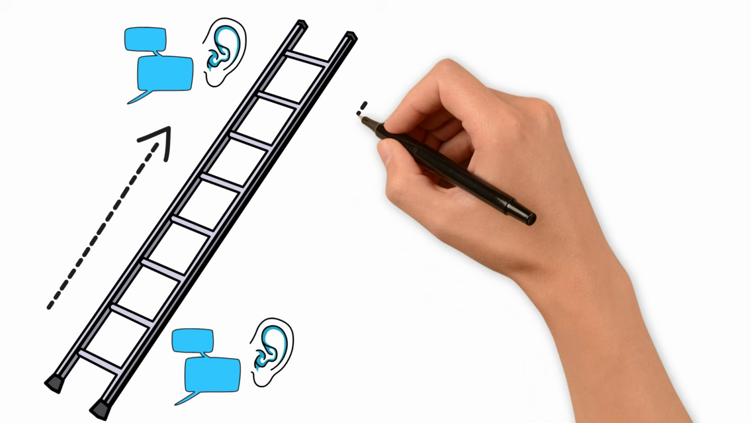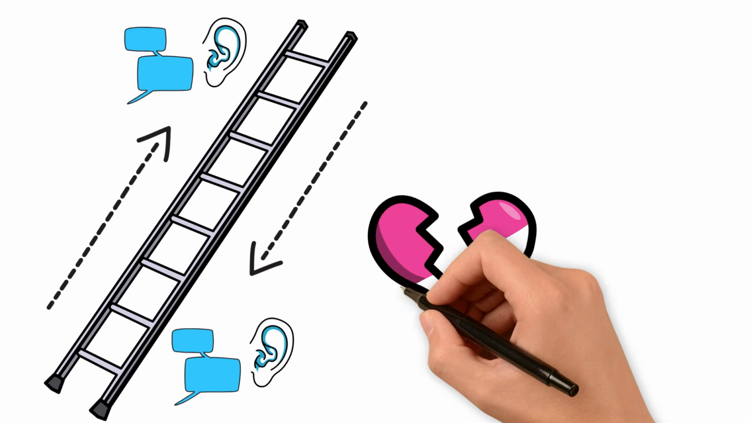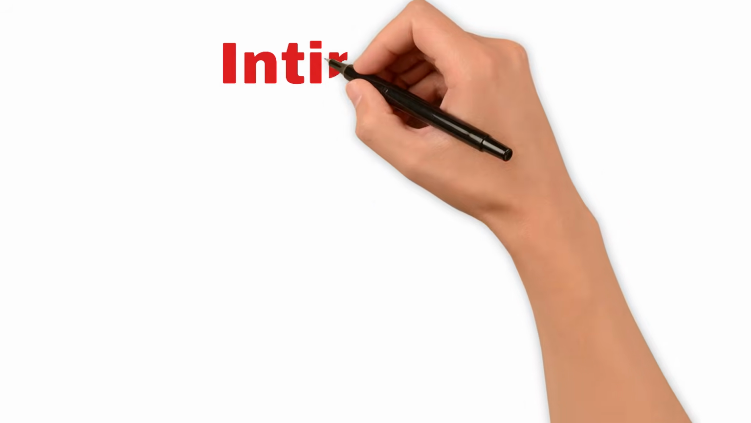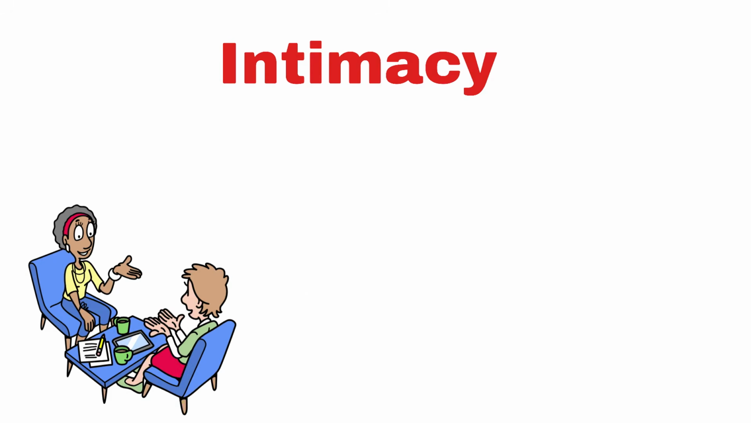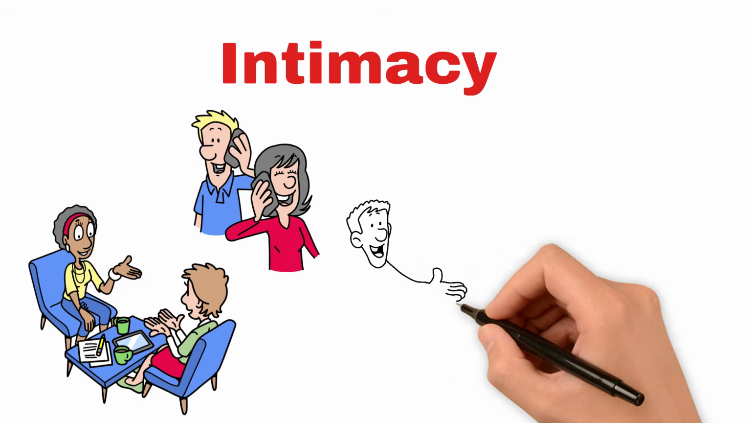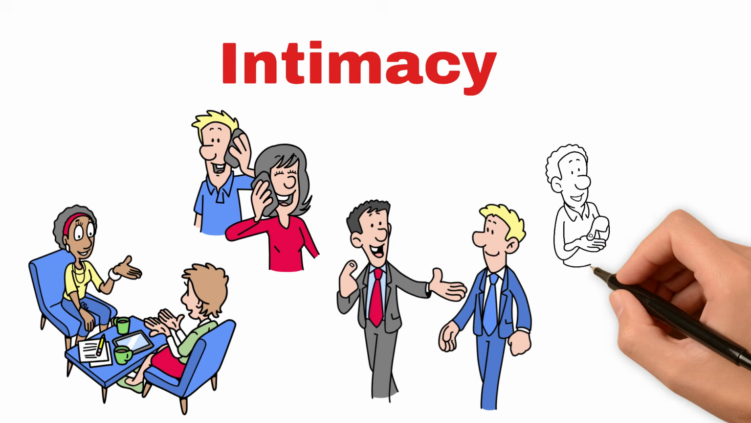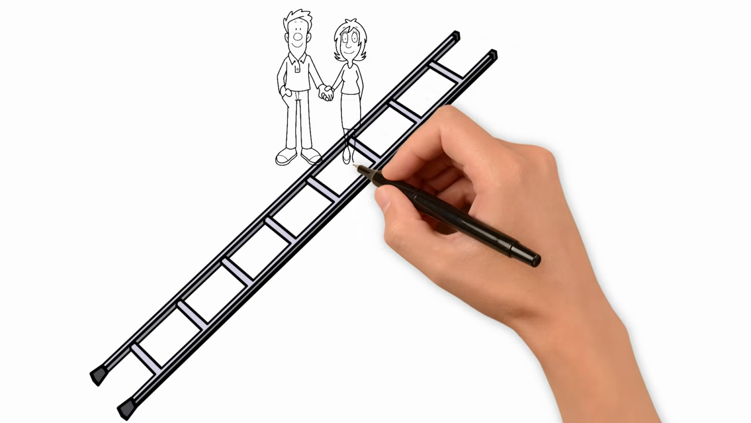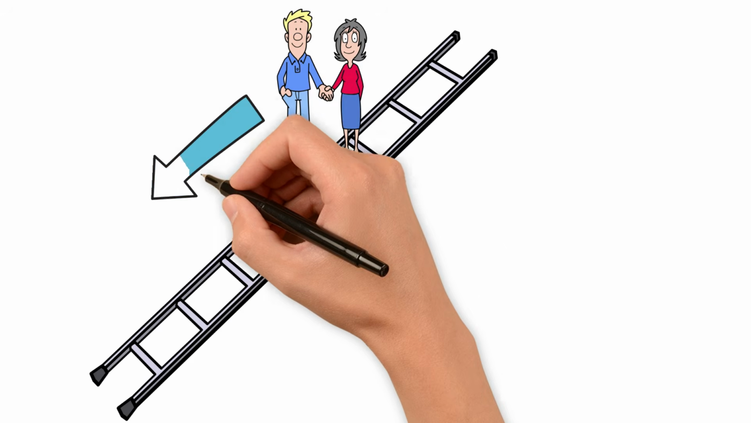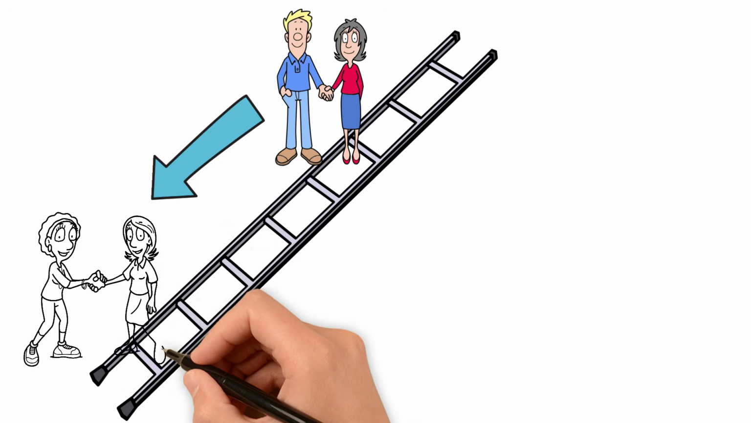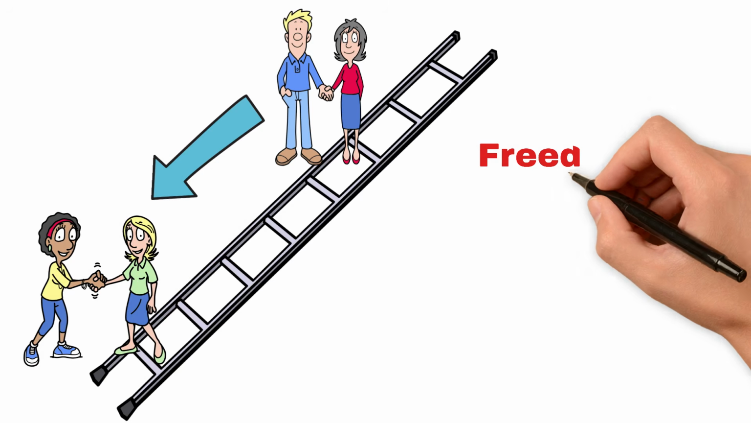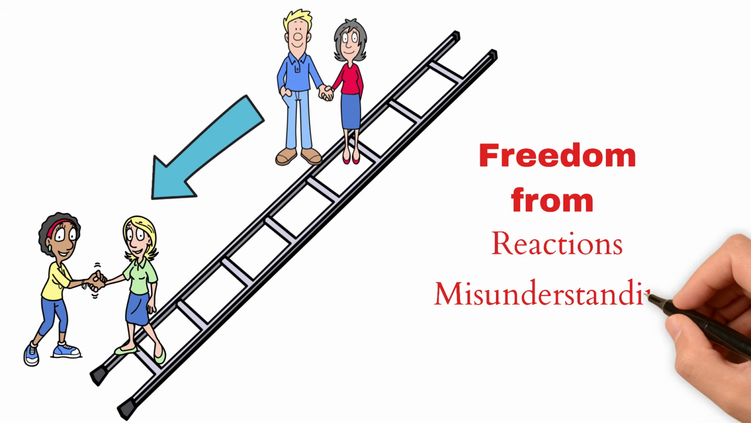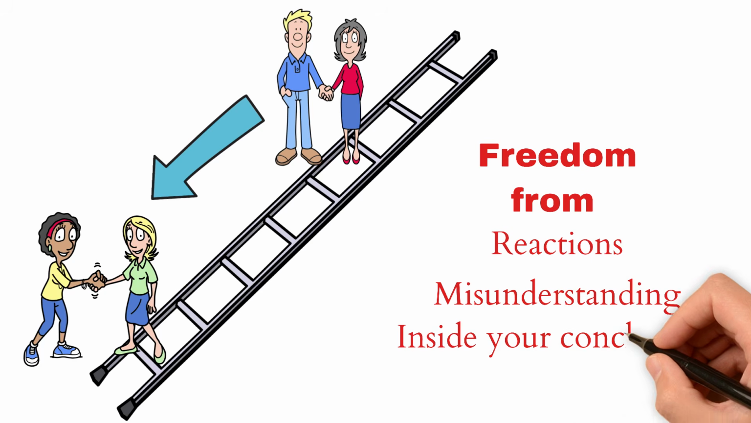When you can move up and down the ladder, you stop getting trapped in blame and you stop getting trapped in fog. You can deliver intimacy clean. You can hear someone's conclusion and go, okay, what did you actually see? What actually happened? You get out of the debate at the top of the ladder and you come back down to the level where things can be worked with. That's freedom. Freedom from knee-jerk reactions, freedom from misunderstanding, freedom from living inside your own conclusions.